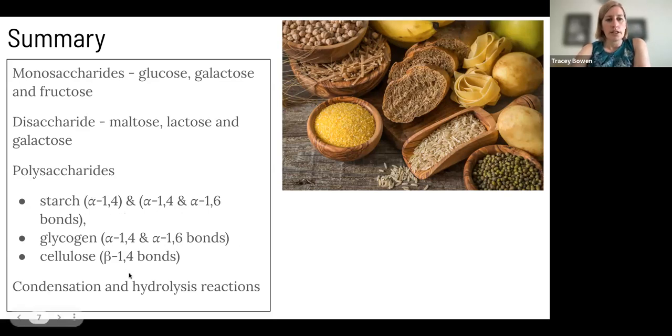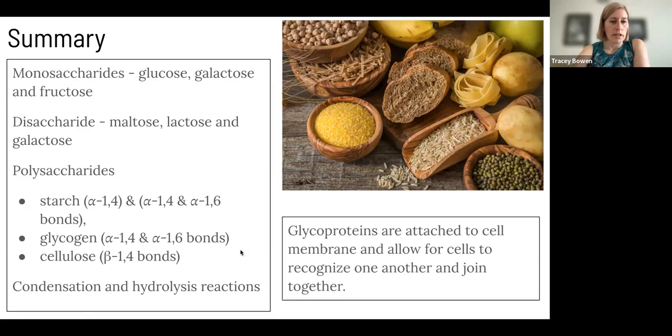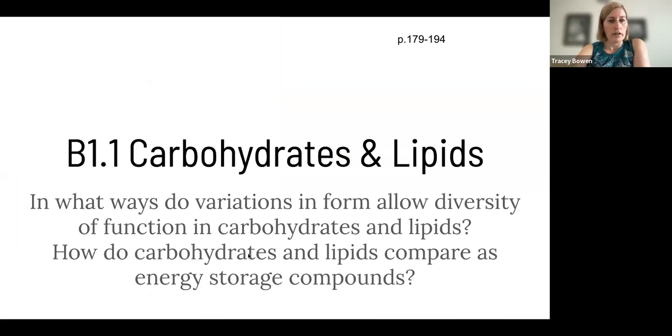Condensation and hydrolysis reactions: condensation builds molecules, monosaccharides to make disaccharides to make polysaccharides, whereas hydrolysis breaks down those molecules, from a polysaccharide ripping off pieces of glucose to make energy. And lastly, glycoproteins are attached to the cell membrane to allow cells to signal to one another and join together. And that is all for this video.